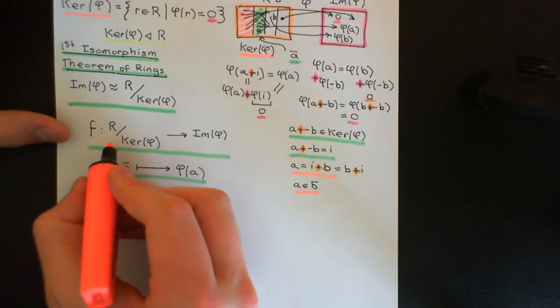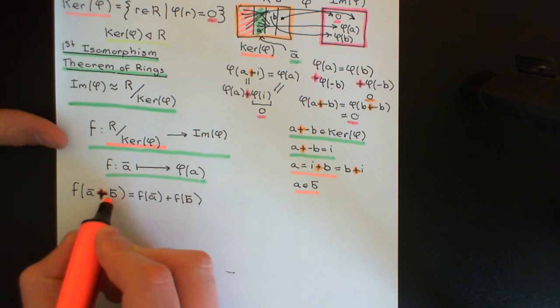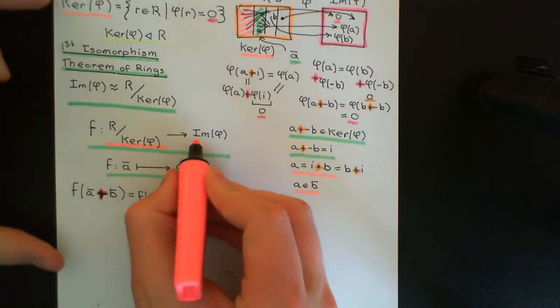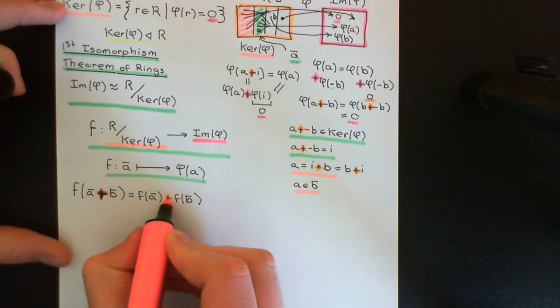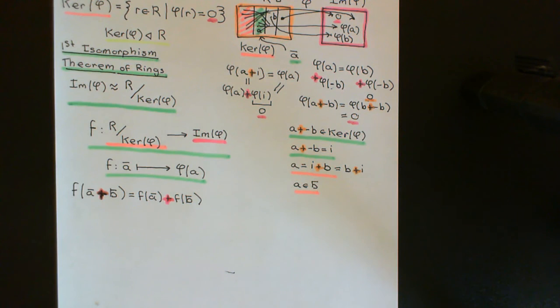Okay, so this addition here is addition in the quotient ring. Okay, so we're adding two cosets together in the quotient ring there, so I'll denote that in red. Whereas this addition here is in the image of the homomorphism, and as usual I'll denote that in purple. Okay, so we need to make sure that this is true no matter what a bar and what b bar you pick from the quotient ring. Okay, so how am I going to show this?